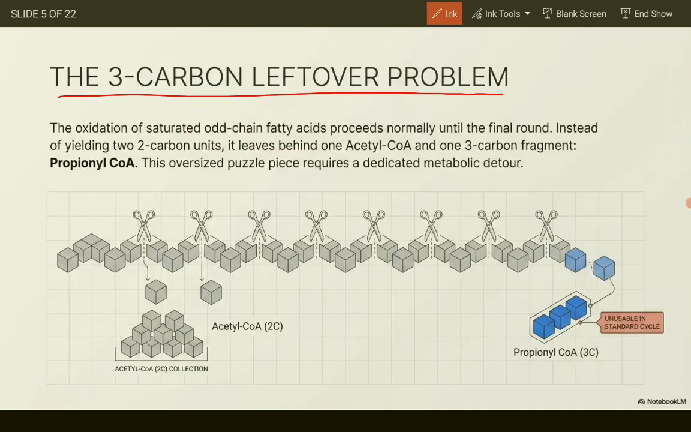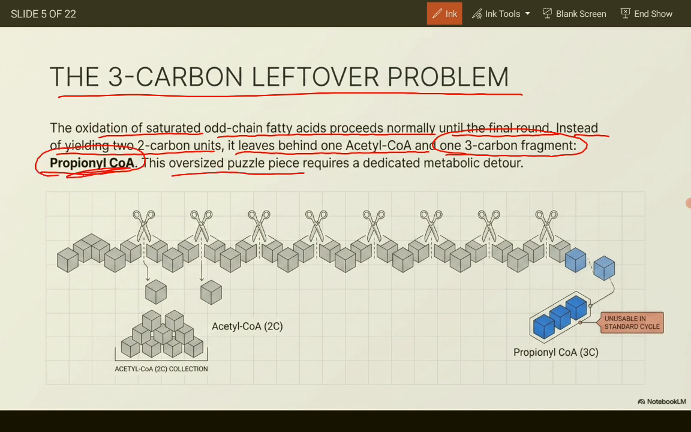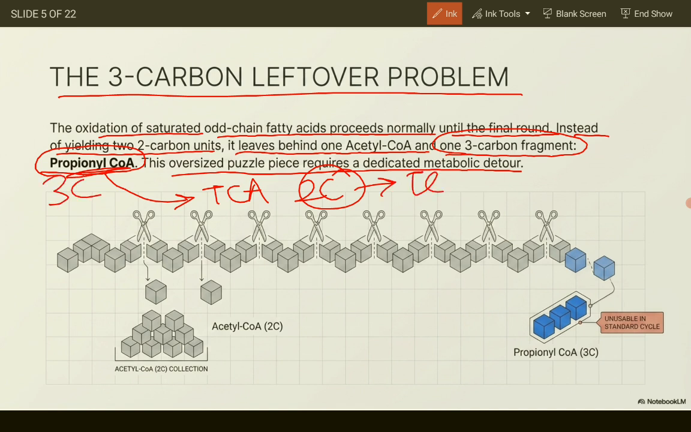The 3 carbon leftover problem. The oxidation of a saturated odd chain fatty acid proceeds normally until the final round, and instead of yielding 2 carbon units, it leaves behind 1 acetyl CoA and 1 three carbon fragment. This 3 carbon compound is called propionyl CoA and is an oversized puzzle piece that requires a dedicated metabolic detour. Since this 3 carbon compound cannot directly enter the TCA cycle, which requires 2 carbon acetyl CoA, it cannot enter the TCA cycle or citric acid cycle directly.